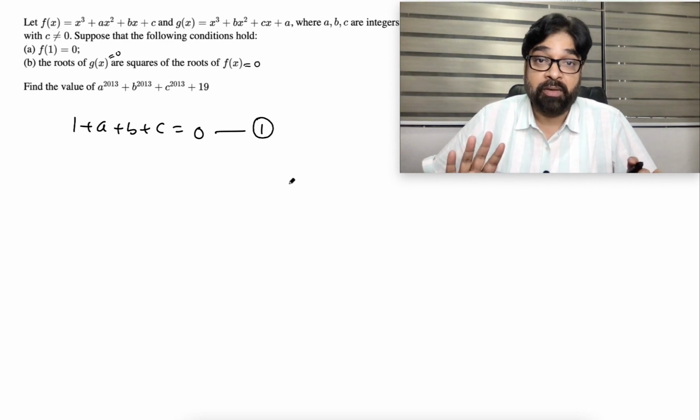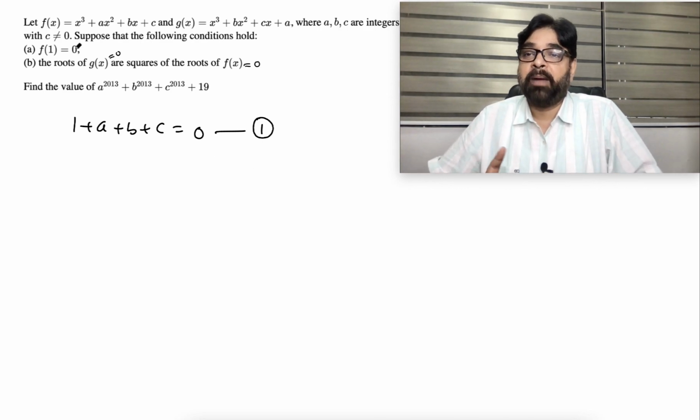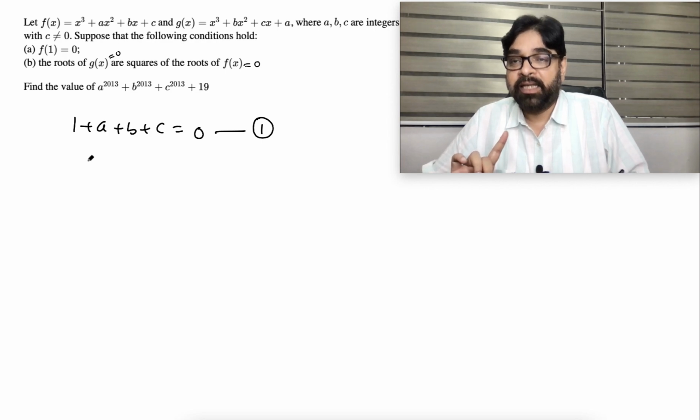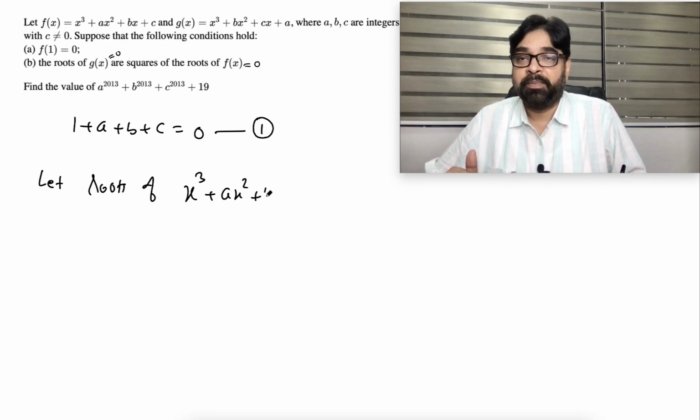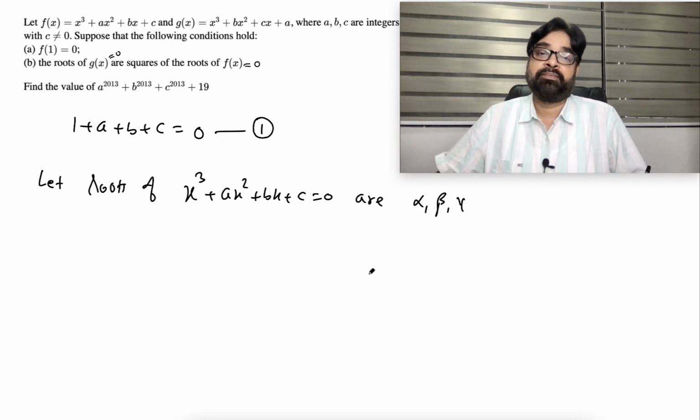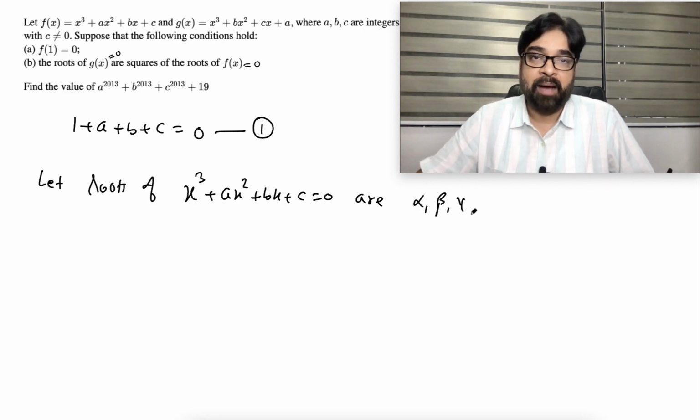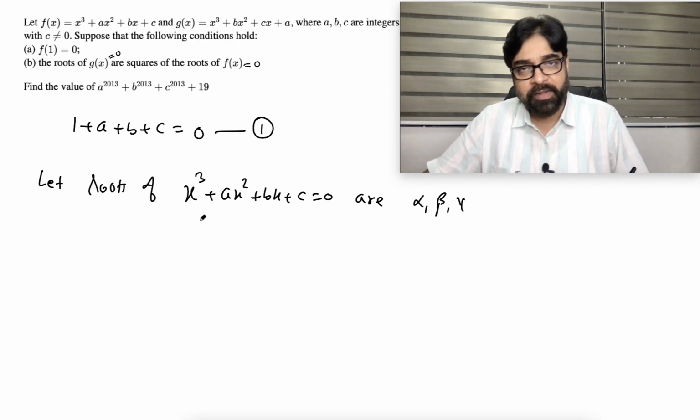We did not start solving the question. What we did, we just expanded this information. Now, let's assume that the roots of f(x) = 0, that is x cube plus a x square plus b x plus c equal to 0, are alpha, beta, gamma. Three roots will be there because this is a cubic equation.